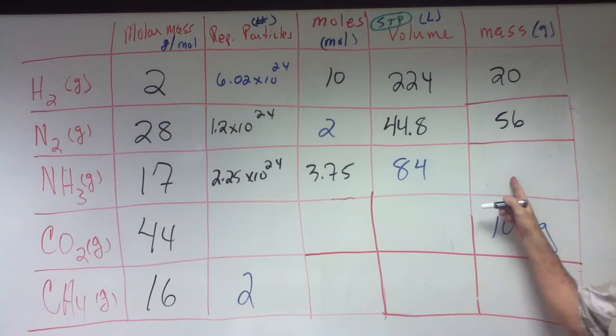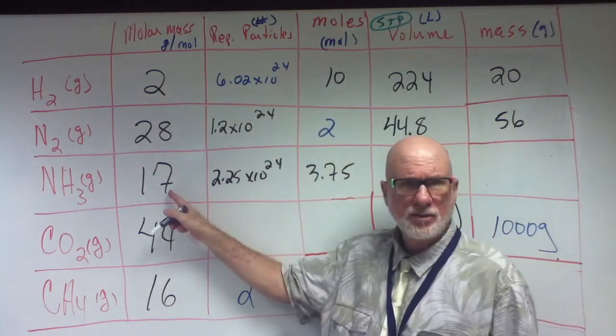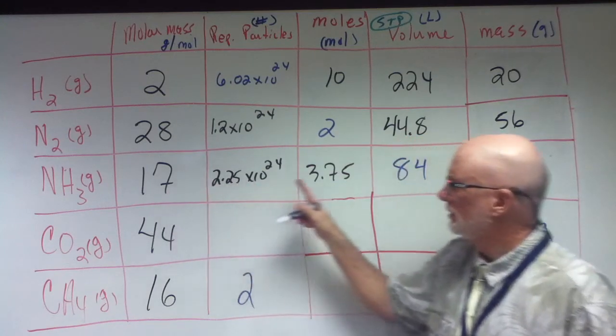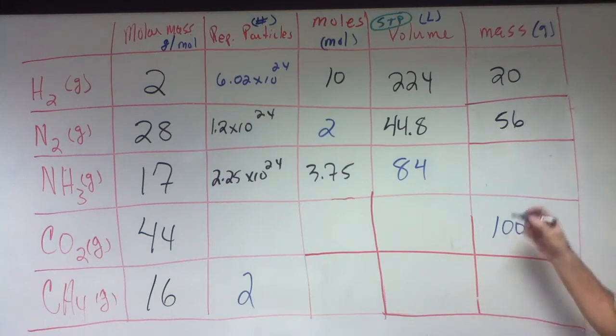So what's the mass of that then? 17 grams in 1 mole, 3.75 moles. What's the mass, guys? Come on, tell me. 63.7.